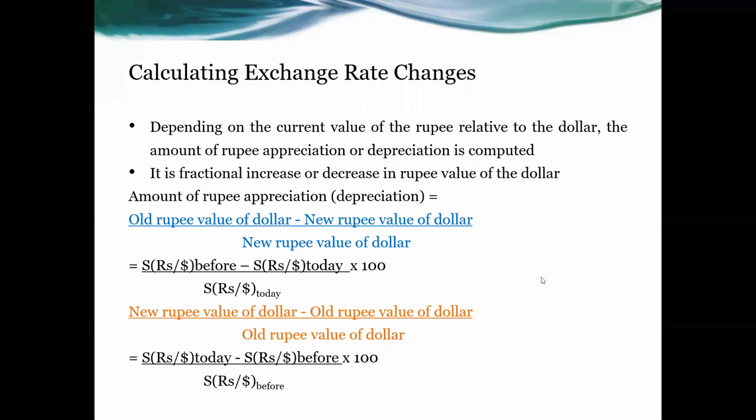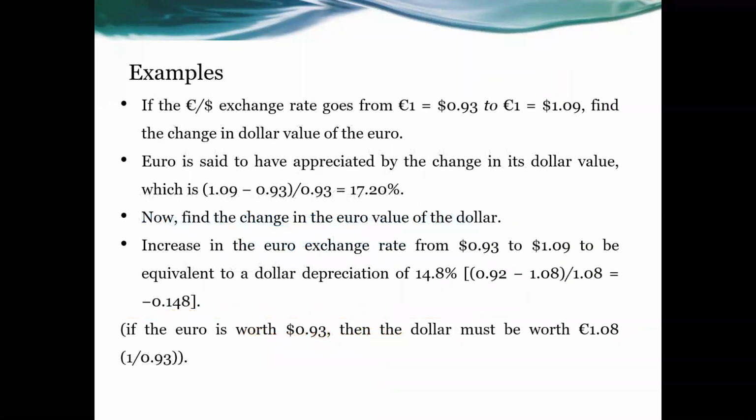Now let's look at the sum and you will get more understanding when we are dealing with it. I'm using the same example from your textbook, so you don't need to worry about the question, you worry about this explanation. Here it is given as the exchange rate between dollar and euro. It says 1 euro is equal to $0.932 and it changed to 1 euro equal to $1.09. Now you're asked to find the changes in the dollar value of the euro.